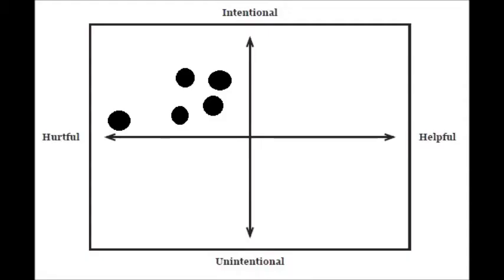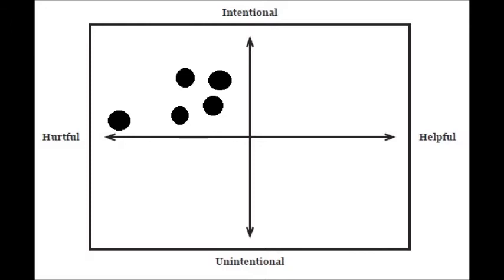Now we're going to do an activity that I think will help us understand in a deeper way how our words and interactions online affect people. In this activity, your teacher will be setting up an ethics coordinate grid, much like the one that you see in this image. As you can see, there's an x-axis that says helpful on the right and hurtful on the left, and a y-axis that says intentional on the top and unintentional on the bottom.